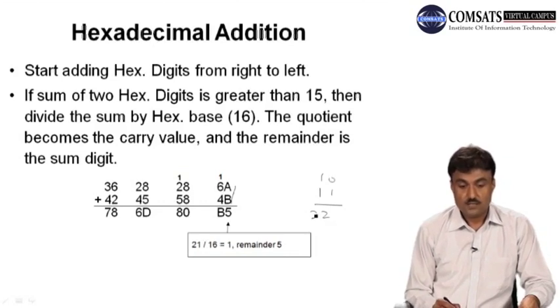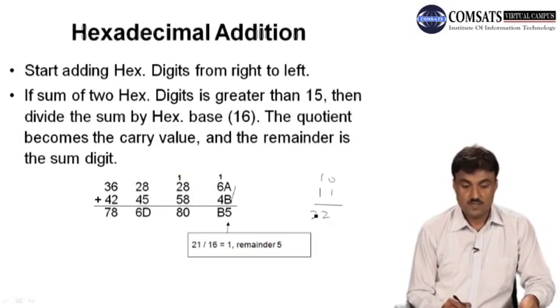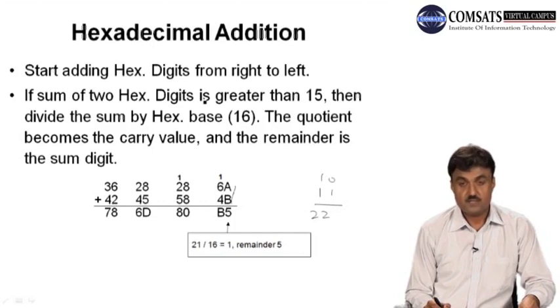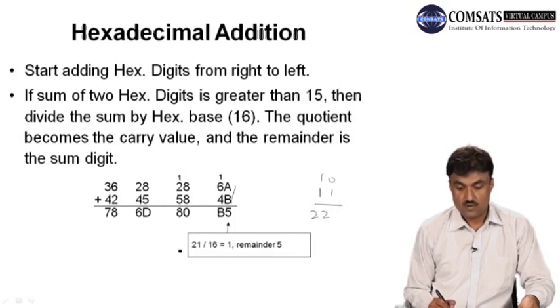If the sum of these two hexadecimal digits is greater than 15, then we will divide the sum by the hex base, which is 16, and the quotient becomes the carry value. The remainder is the sum digit. For example, 21 divided by 16: quotient is 1, remainder is 5, so we will put 5 here, and 1 is used as a carry.